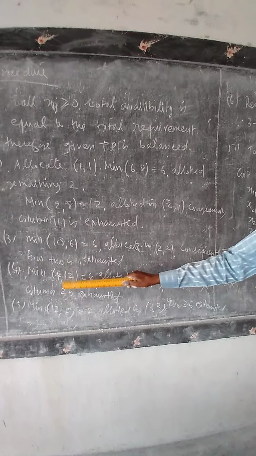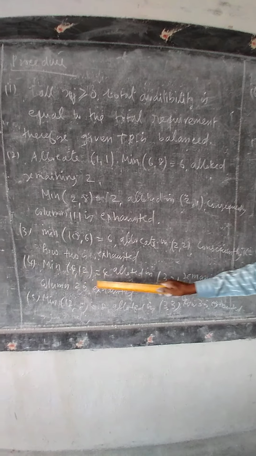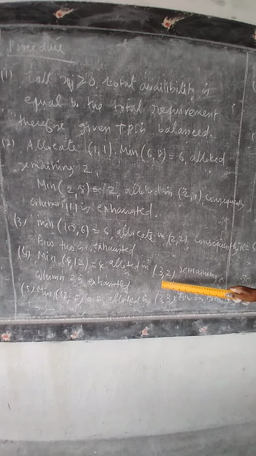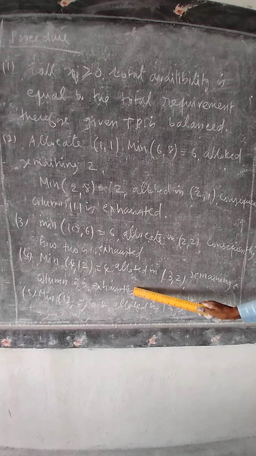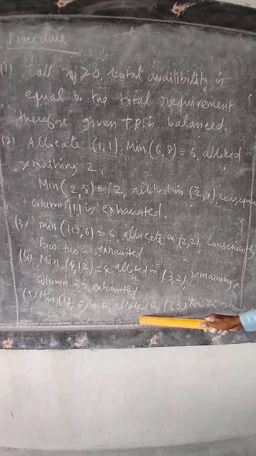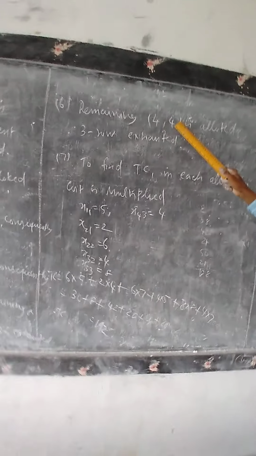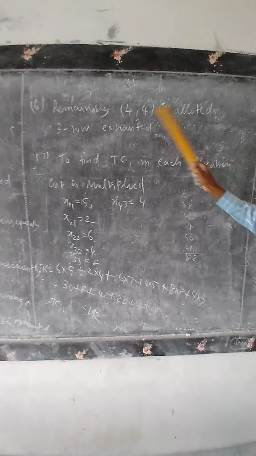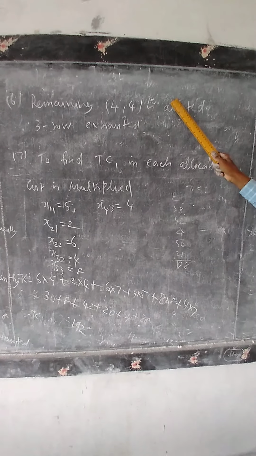Then, after that, the minimum of 4 and 12 is 4, allotted in third row, second column. Therefore, column 2 is exhausted. Then finally, the minimum of 8 and 12 is 8, allotted in cell (3,3), and row 3 is allotted. Then the remaining is allotted in the fourth column. Therefore, the third row is also exhausted. All the rows and the columns are exhausted.